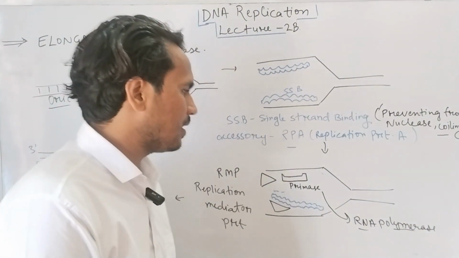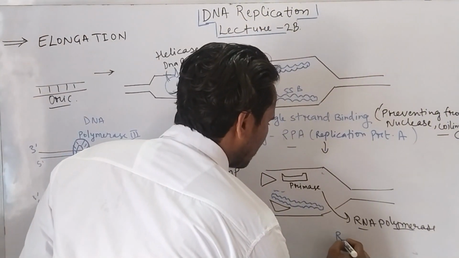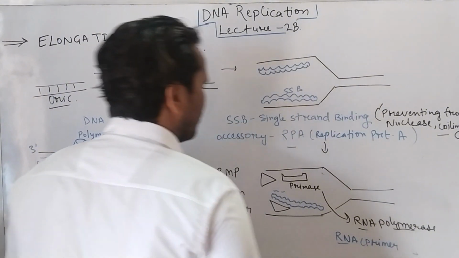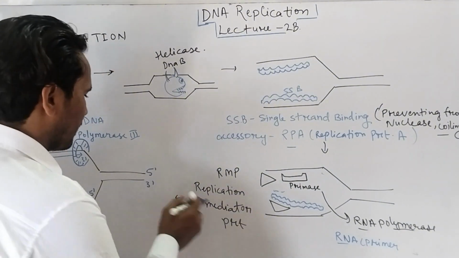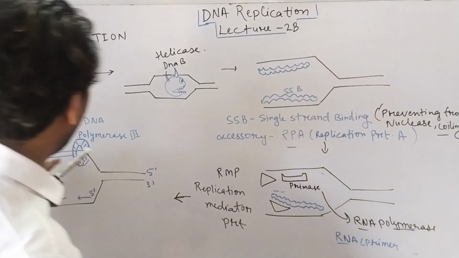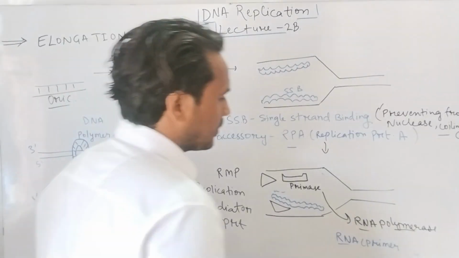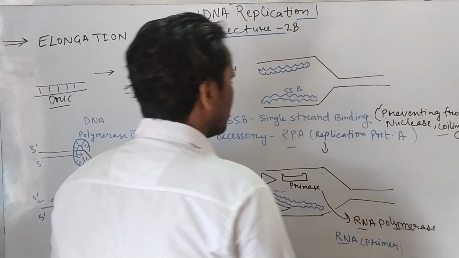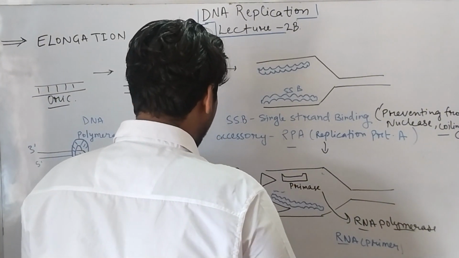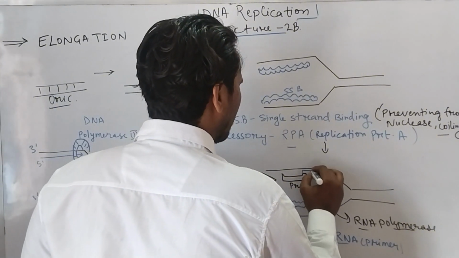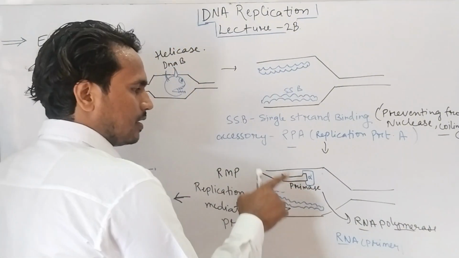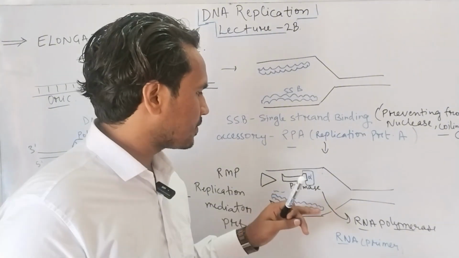So this RNA polymerase recruits an RNA. What is it recruiting? It is recruiting the RNA as a primer, and after it recruits the RNA primer, it will be elongated by DNA polymerase 3. But in case of the eukaryote, this primase has the alpha subunit of the DNA polymerase.